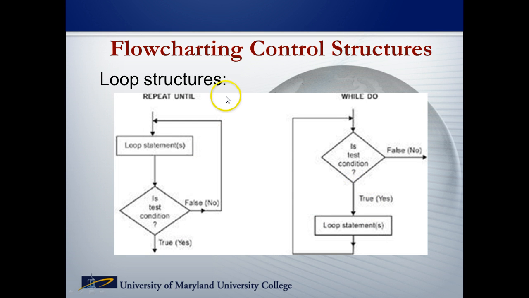And these are two types of looping structures. This is repeat until and then while do. But our for loops are going to be very similar to this, and basically it will continue to loop through these structures as long as that test condition is true.